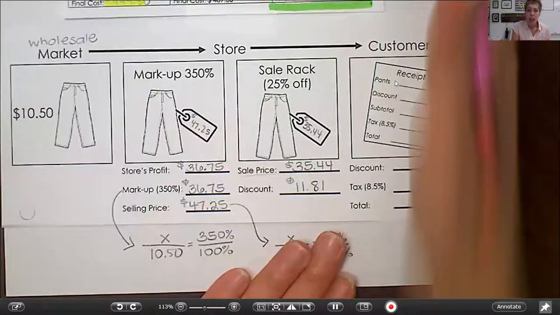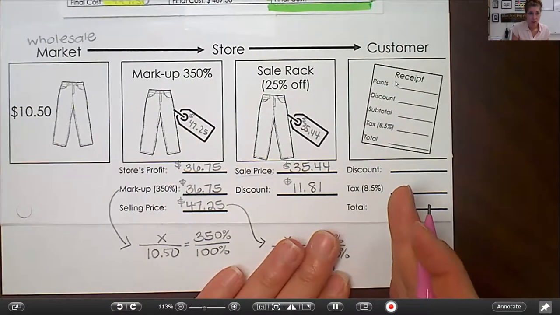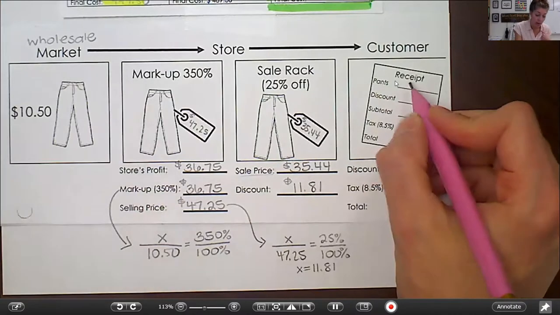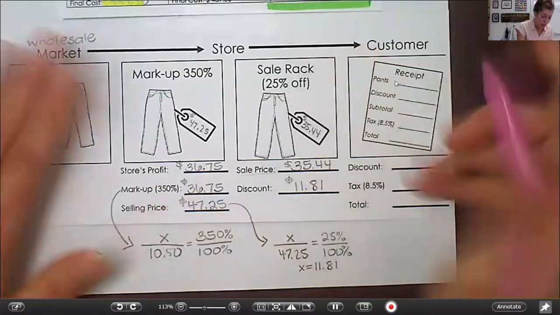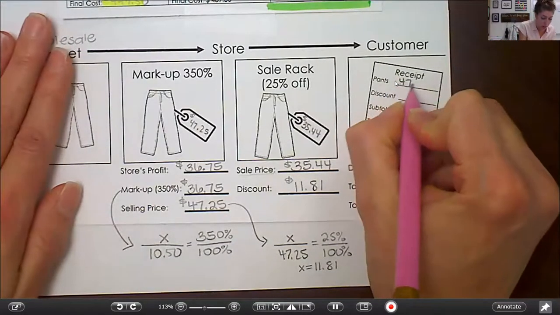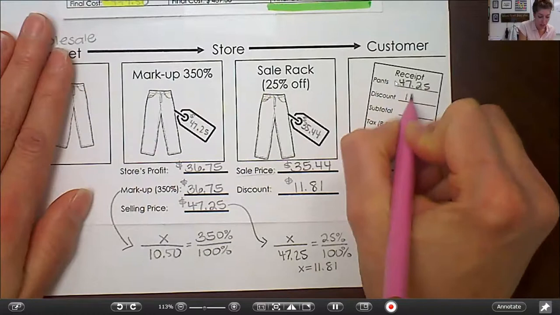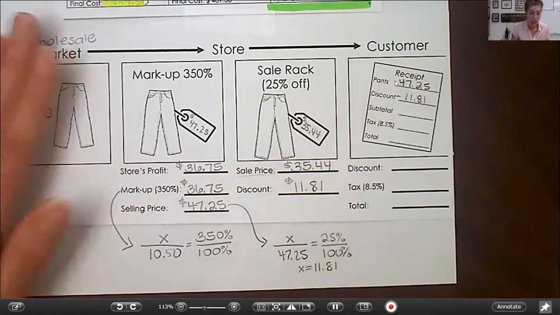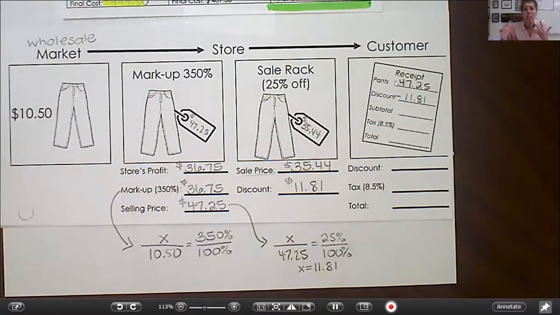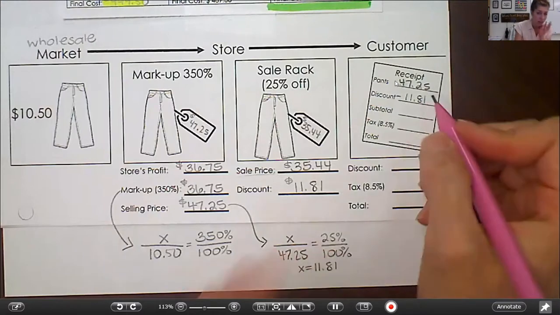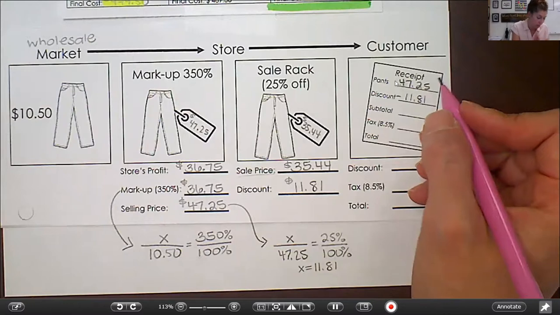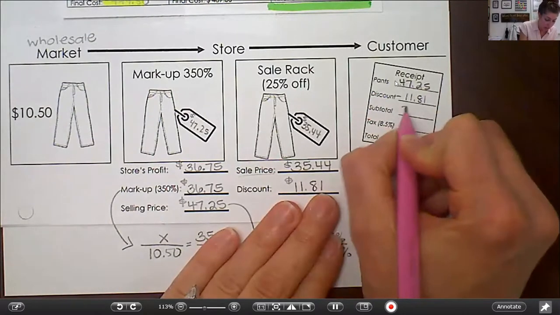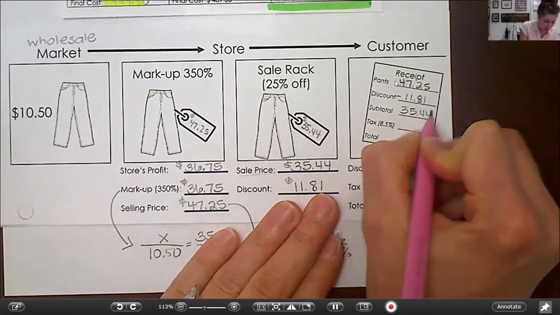All right, let's summarize the life of our pair of pants. So on my receipt, I'm gonna see 47.25 because every store wants you to see a discount. That makes you think that the store's helping me out. It's so nice, I saved money. Sometimes they jack up their prices before putting them on sale though, just to fool you. So your subtotal is at 35.44.